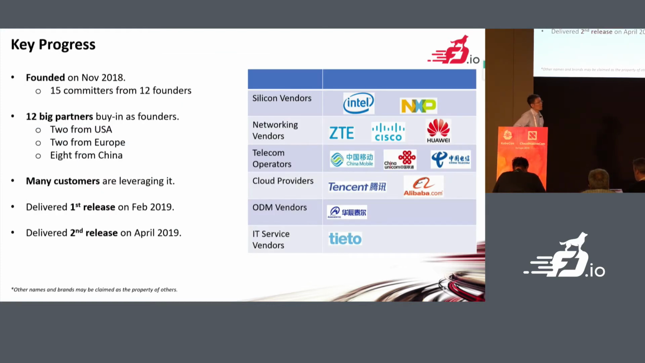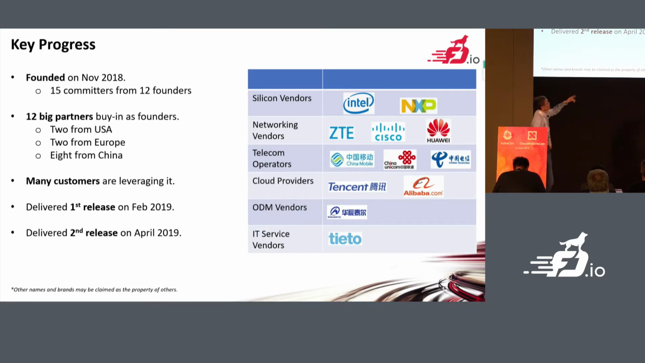Okay, this is the current key progress. Actually, the Sweetcomb project was founded in November last year. Initially, it had 12 founders and also 15 committers from these companies. Currently, there are 12 bigger partners joining as founders, 2 from the USA, 2 companies from Europe, and 8 companies from China.